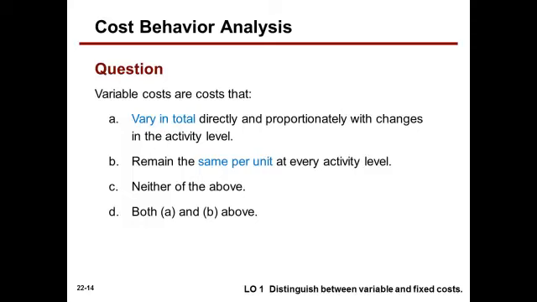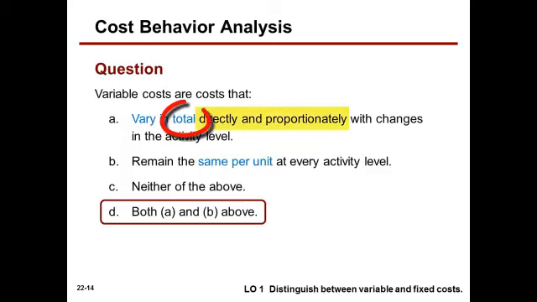Review question. Variable costs are costs that, both A and B, vary in total directly and proportionally with changes in activity level, and the variable costs remain the same per unit at every activity level.